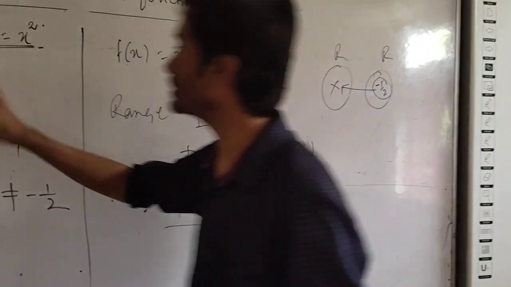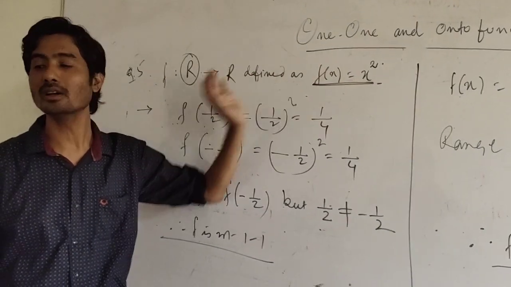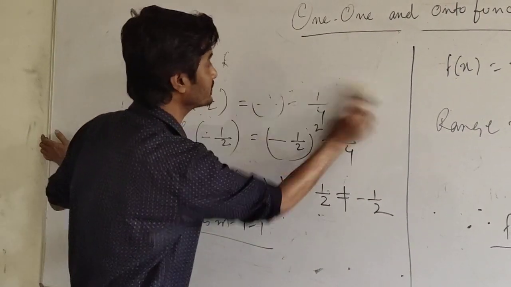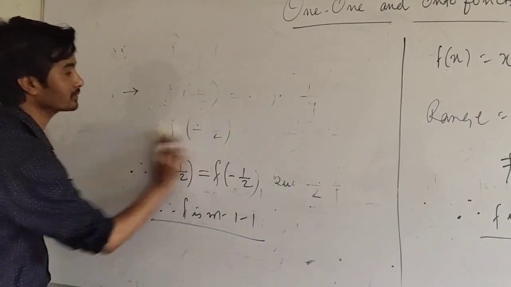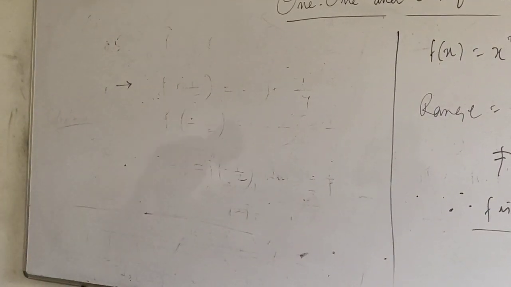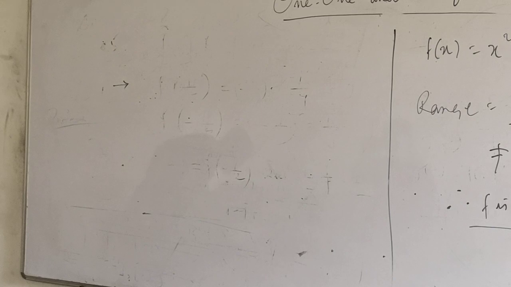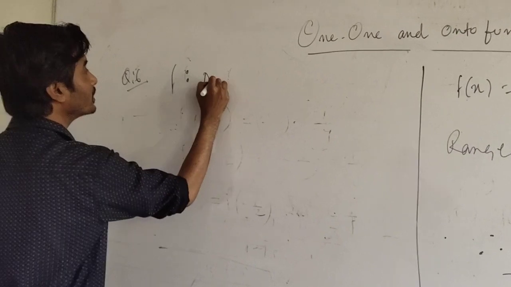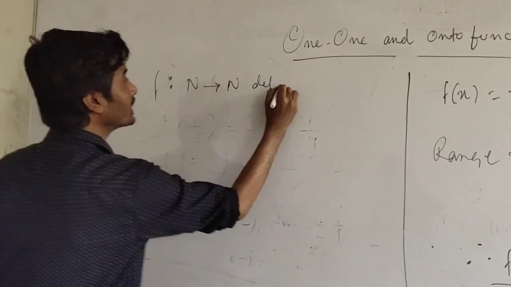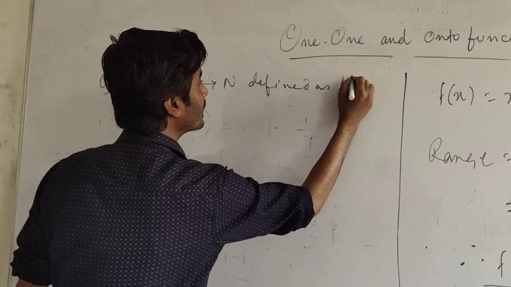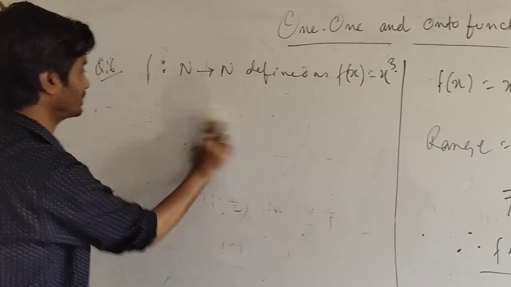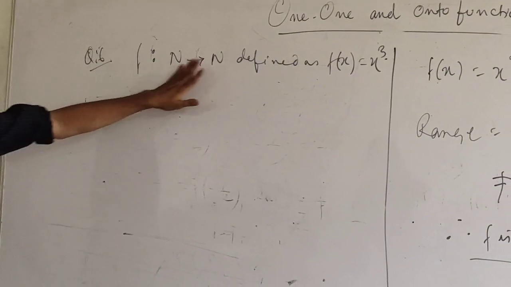So this is all about this particular function, f, a function from R to R, defined as f(x) equal to x to the power 2. Now, next I want to take one more function, that is, f is a function from N to N, defined as f(x) equal to x to the power 3. So this is a simple function, and this is our definition.